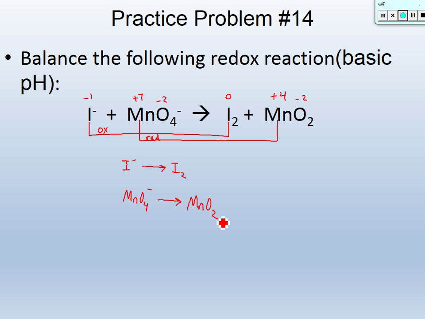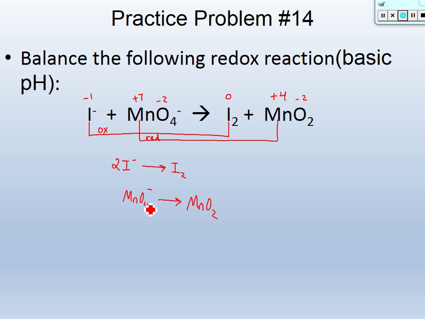Balance the atoms other than the oxygens or hydrogens. Iodines, are they balanced? No. How do I balance it? Yeah, I've got to have a 2 right there to balance that. Manganese, are they balanced? Yeah. Okay, so step 2 is done. Step 3, balance the oxygens by adding water. Well, I don't have any oxygens in this oxidation half reaction, so let's move on.